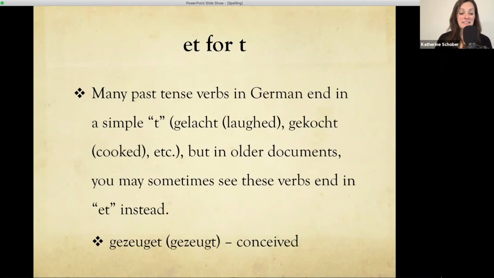One of the most common ones you'll see in German genealogy is instead of the word gezeugt, which means conceived, you might see gezeuget. So that would be a lot of times if the father wasn't known at the birth, there might be a notation on the side saying the father appeared before me on this date and said the child was gezeugt or gezeuget by him. The child was conceived by him, thus letting them know who the father of the child was at a later date.